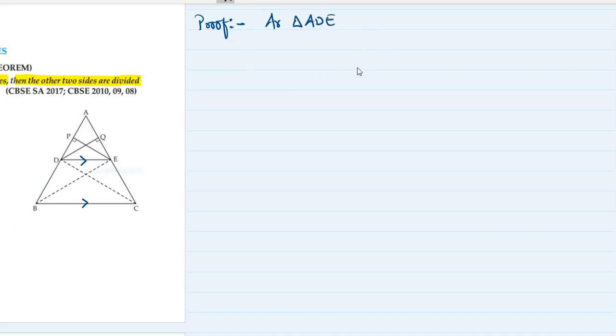What is the area of triangle ADE? It is half into base into height. Okay, so what is the base of ADE? Since I have drawn a perpendicular from E to point P, which is on AD, so if this is the perpendicular EP, I will consider AD as my base, and the perpendicular will become the height. Height will be EP. So half into AD into EP, that is the area of triangle ADE.